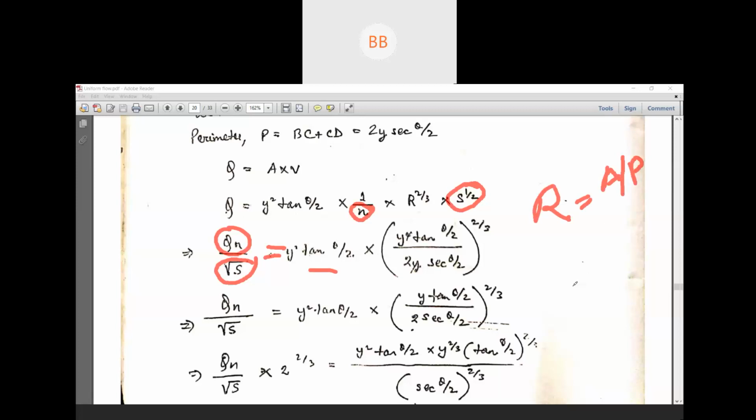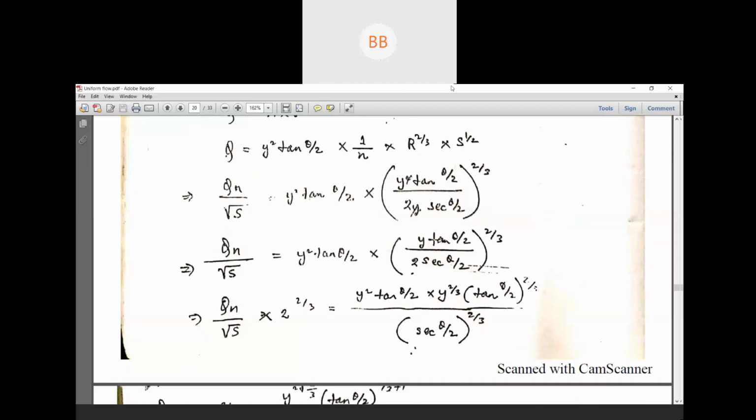So perimeter we have already derived, that is twice y sec theta by 2, and area we all know. It's z y square. In place of z we substitute tan theta by 2. Then you simplify. Now we only need to simplify.